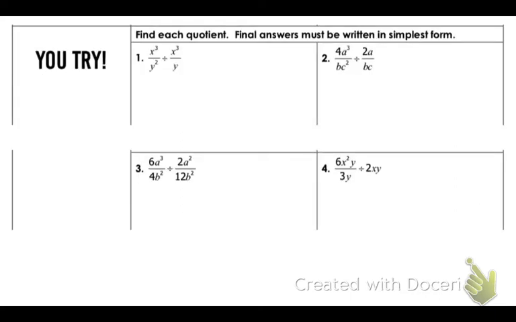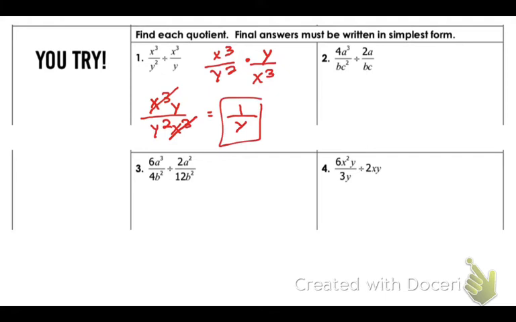Alright. Let's go ahead and do some of these together. And then do it on your own. Check your answers. Check your work. So for the first one, again, keep, change, flip. So I'm going to be left with x to the third power, y to the second power, x to the third power. And then you're going to go ahead and simplify them. These cancel out. You're left with 1 over y.